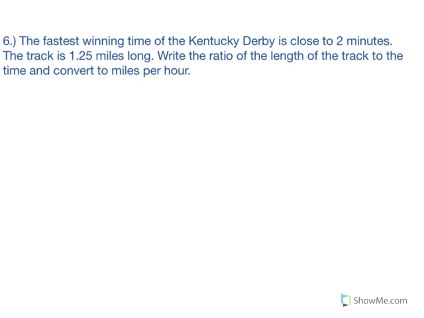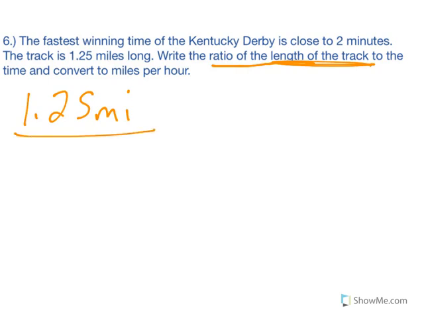6. The fastest winning time of the Kentucky Derby is close to 2 minutes, so we'll just call it 2. The track is 1.25 miles long. Write the ratio of the length of the track. Okay, let's just stop. We know we're writing a ratio. It's always what we start with. Ratio of length of the track is first. Well, the length of the track is 1.25 miles. To, right? Think of the word to means the division bar. To, the time. Well, it took 2 minutes. So we now have 1.25 miles per 2 minutes.